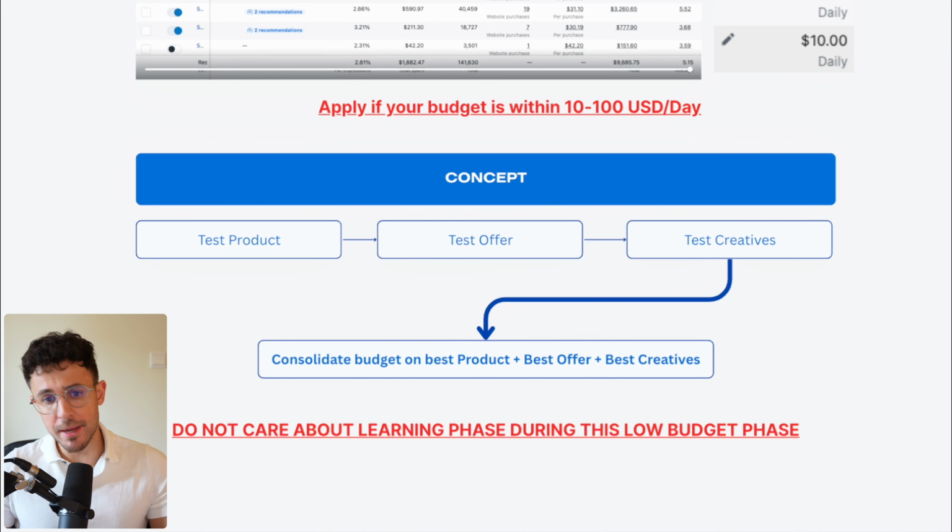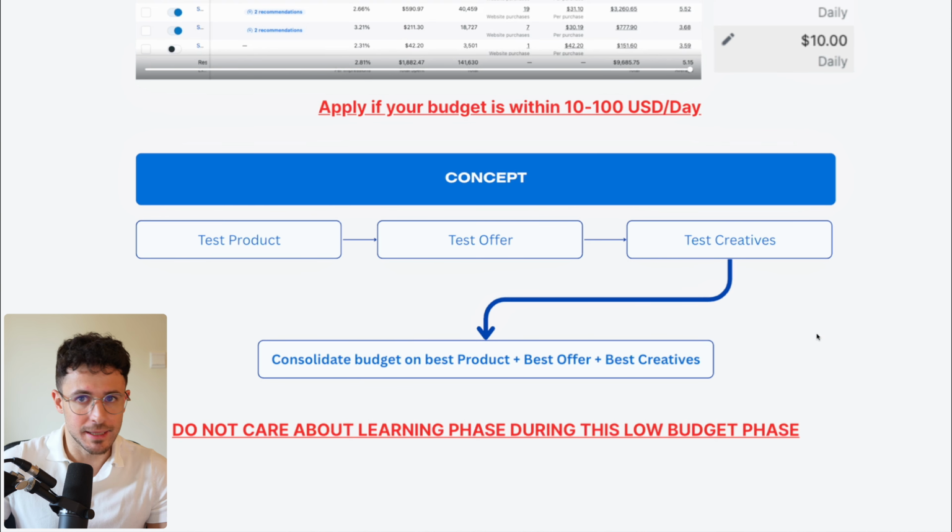The main point is that at one point, of course, when you have all things figured out, you can consolidate the budget on the best product plus best offer plus best creative. And you don't necessarily have to call this a scaling campaign, because the budget is still low, so it's not really scaling.